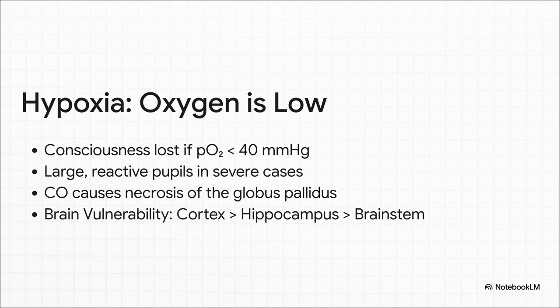One sinister cause is carbon monoxide poisoning, which has a weirdly specific calling card. It can cause necrosis or cell death in a part of the brain called the globus pallidus. And remember, not all parts of the brain are created equal. The higher-level cortex goes first, while the brainstem, which controls basic life functions, is the last to go.